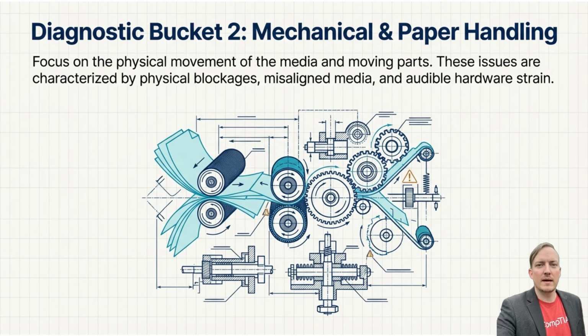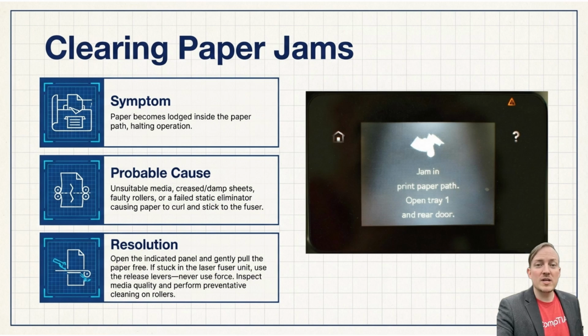Mechanical and paper handling. In this bucket, we focus on the physical movement of the media and the moving parts of the printer. These issues are characterized by physical blockages, misaligned media, and audible hardware strain. If it sounds wrong or paper isn't moving, this is where you look. Let's look at clearing paper jams. The symptom is obvious. Paper becomes lodged inside the paper path, halting operation. The probable causes include unsuitable media, creased or damp sheets, faulty rollers, or a failed static eliminator causing paper to curl and stick to the fuser.